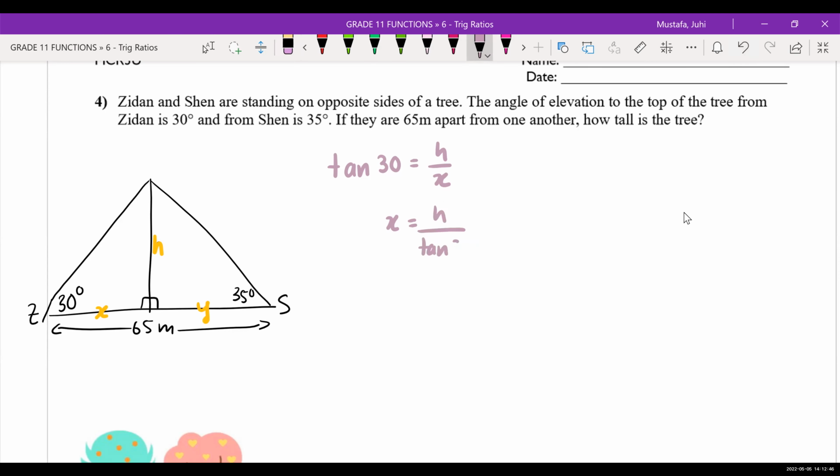Okay, so that is my expression for this side of the triangle. I'm going to do the same thing for the other side of the triangle. So I'm going to be doing it on this side. And it's basically the same calculation. It's going to be tan of 35 is equal to opposite over adjacent. So H over Y. And I'm going to rearrange it and solve for Y. So Y is going to be equal to H over tan 35.